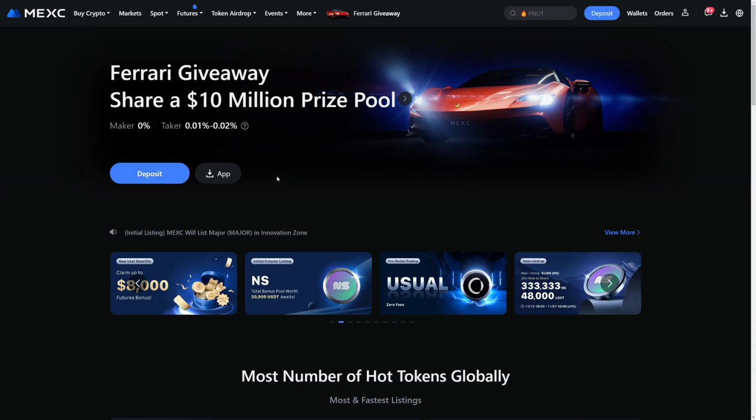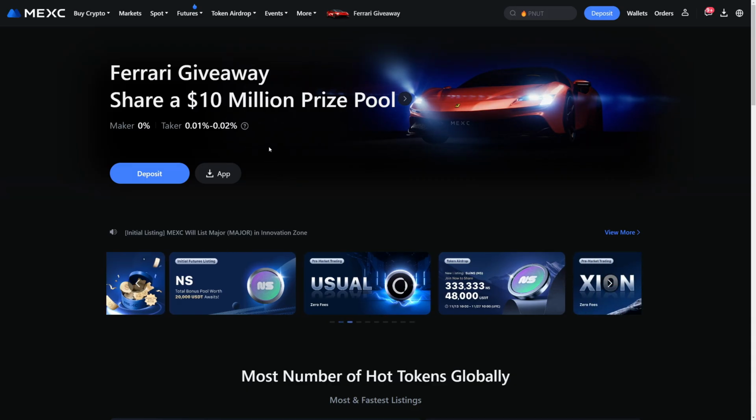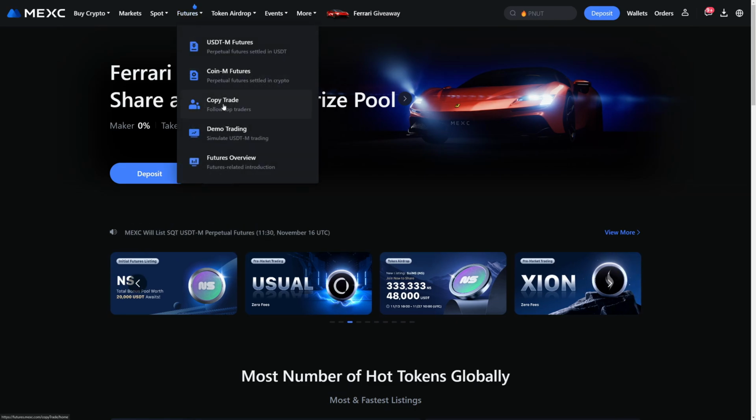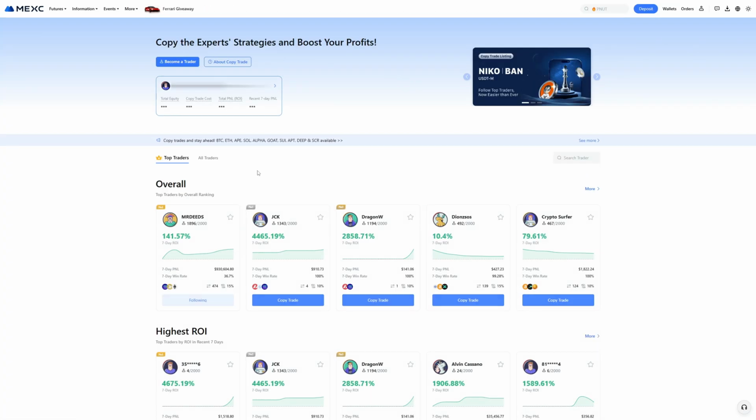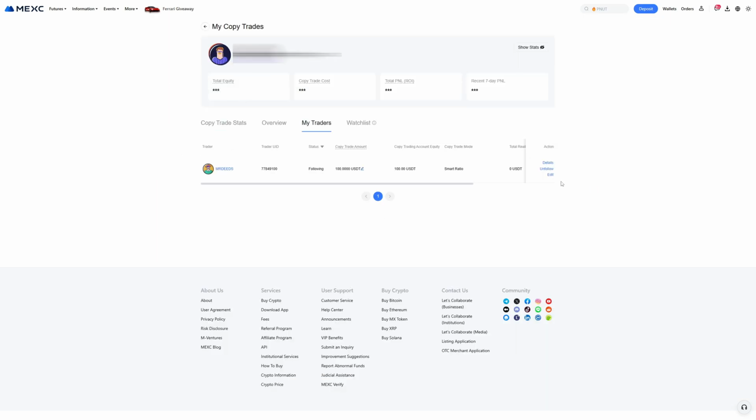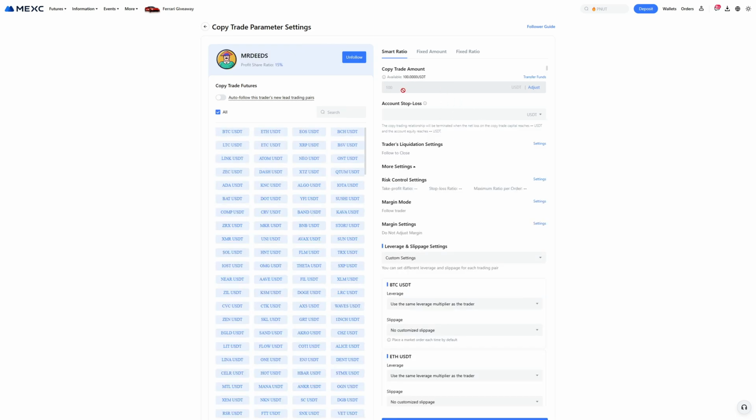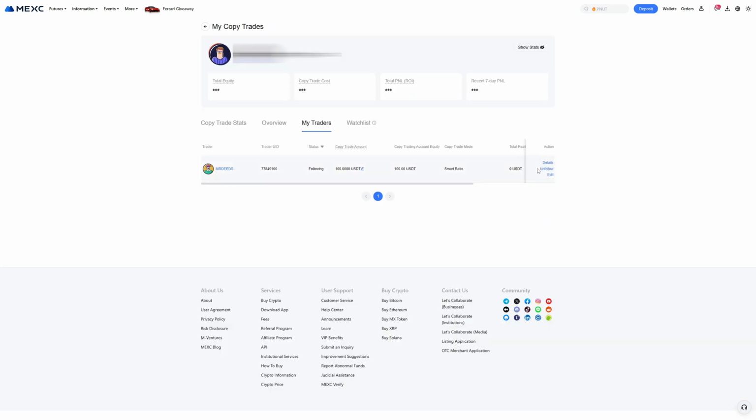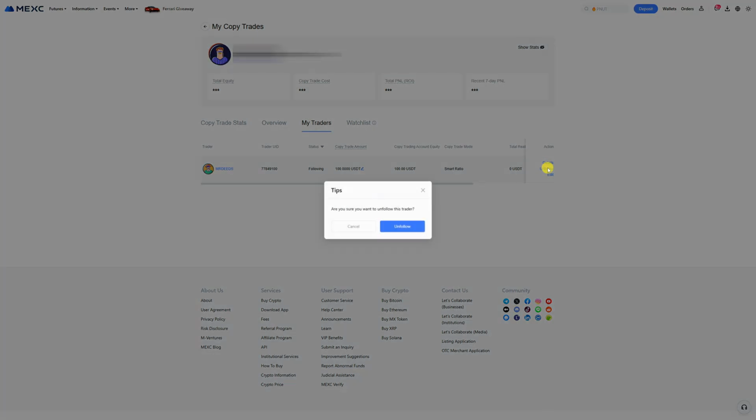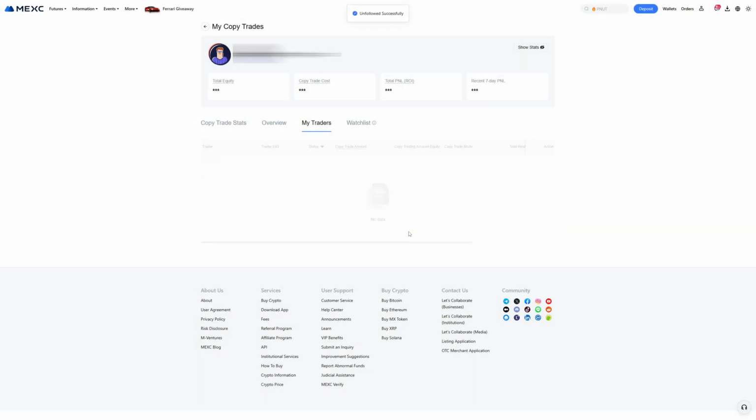If you want to edit some settings or completely unfollow the trader, you can go to your futures account and click on copy trade. And then we can see right here, we can click on this, our icon right there. And on the right hand side, we can edit everything. So we can change the settings, add more margin. Alternatively, you can unfollow this trader by clicking unfollow on the right hand side, confirm this. And now we successfully unfollowed this trader.